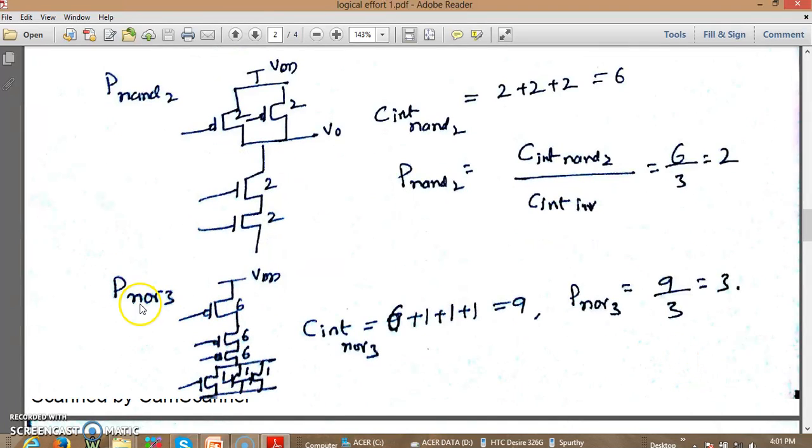Similarly, we can find the P of the NOR gate. Since it is NOR, on the pull-up side we have 3 transistors stacked up. It is 6 6 6 here. The nodes connected to the output are 6 here, 1 1. So it is 6 plus 1 plus 1, which is 9. So P of the 3 input NOR gate is 9 by 3. This way we can estimate the value of P of different gates depending on the number of inputs.